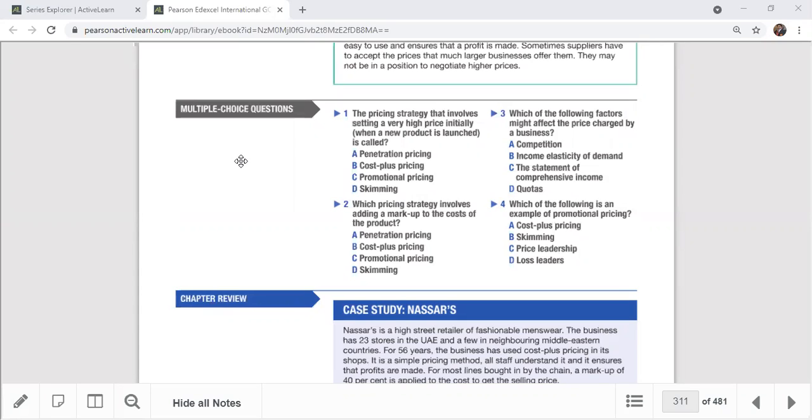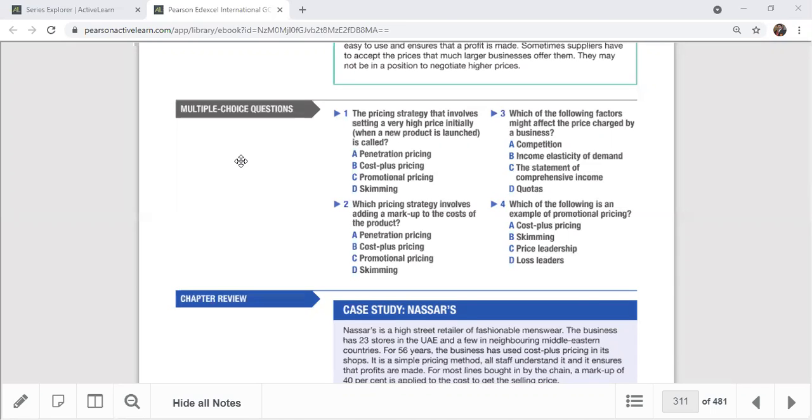Okay, question number 4, the last MCQ: which of the following is an example of promotional pricing? We talked about the three promotional pricing techniques. A, cost plus; B, skimming; C, price leadership; D, loss leaders.